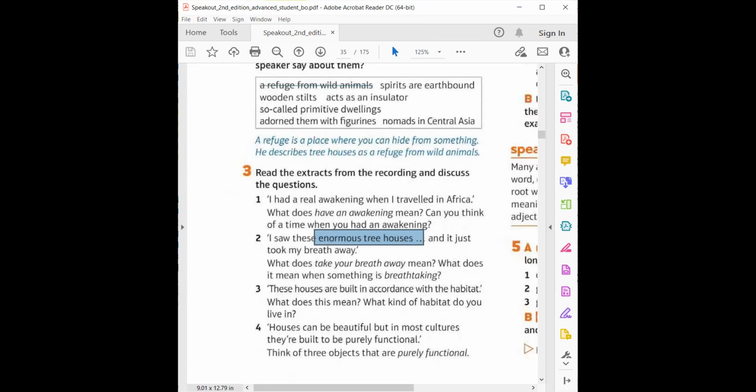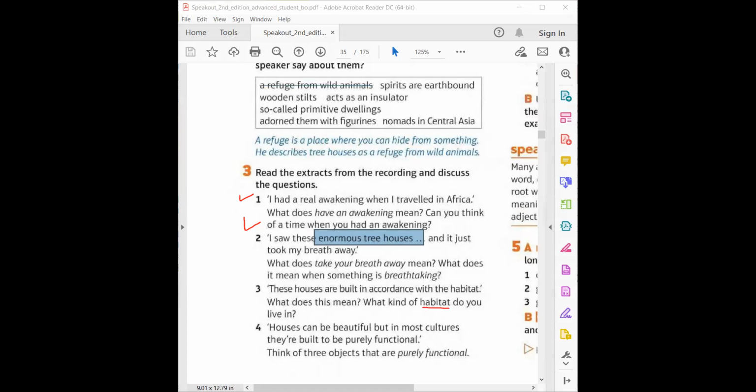Okay, so we're good with two of them. Let's have a look at the third one. These houses are built in accordance with the habitat. What does this mean? What kind of habitat do you live in? What's the meaning of habitat? Do you have any idea? I don't know. I feel like it's like environment, maybe. Yes, it's like the place where you live.